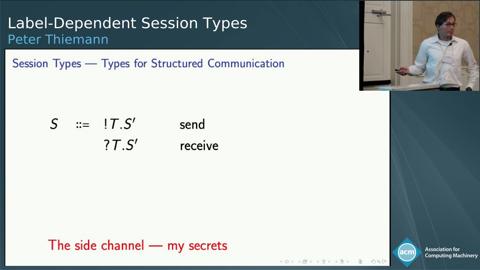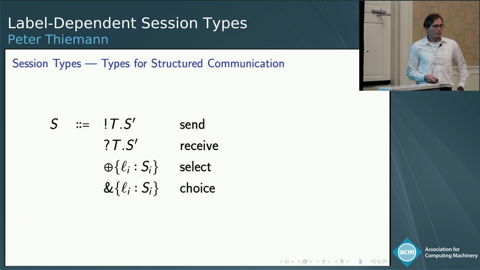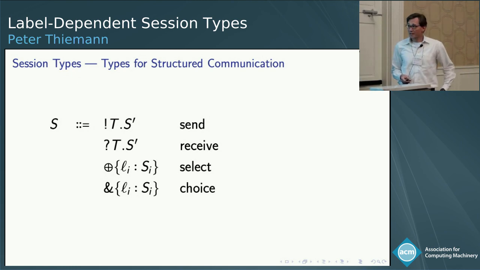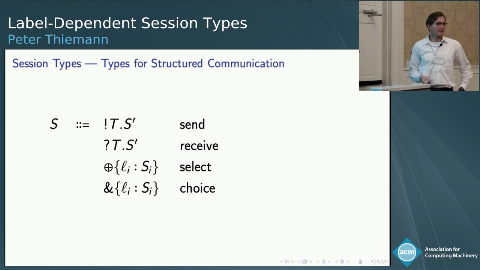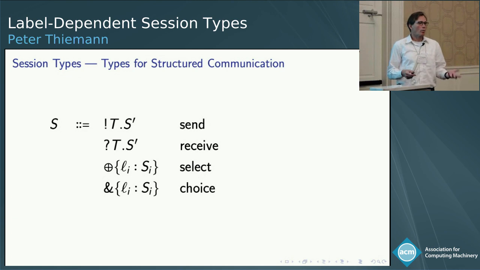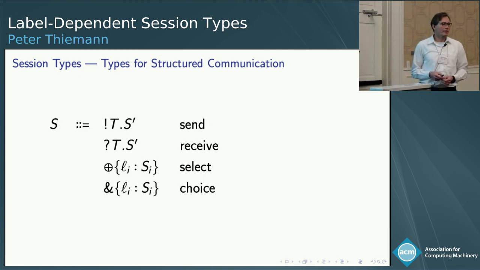Now, most session type systems also contain some sort of branching construct. So the branching construct means you're a client that is able to select from a couple of different continuations, which are these S_i. And then on the server side, you have a corresponding choice type, which means you're waiting for the client to select one of the possible continuations, and then the server can react to that.